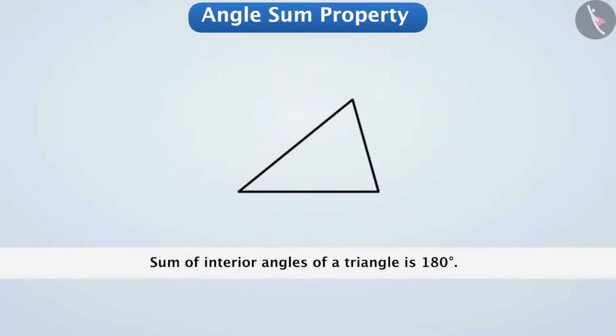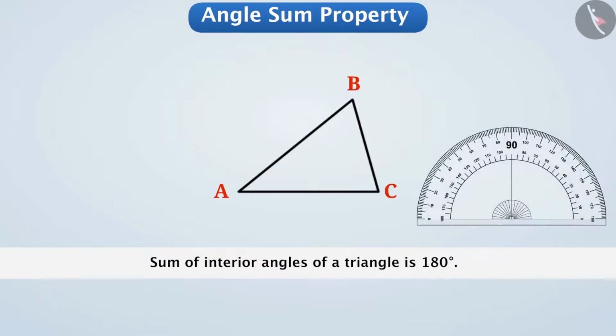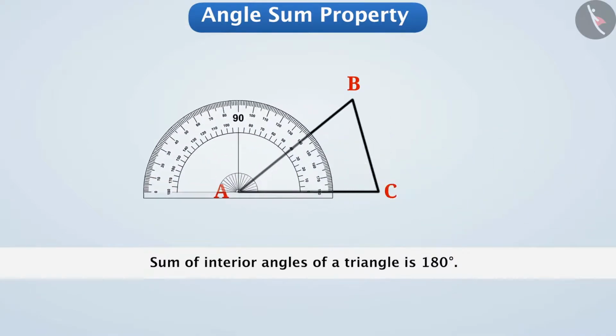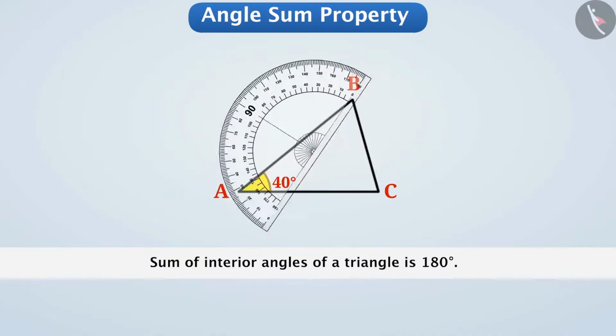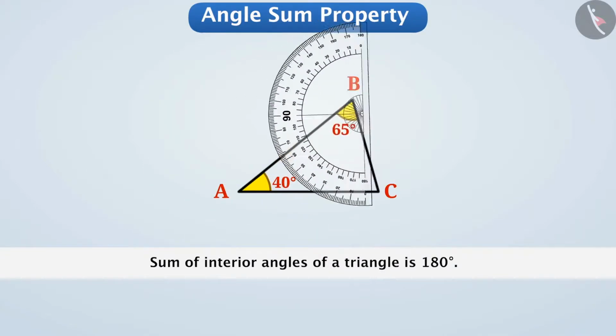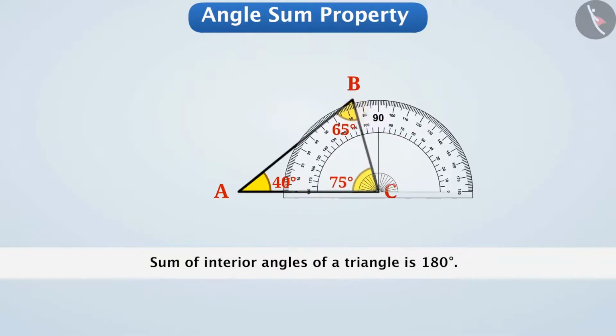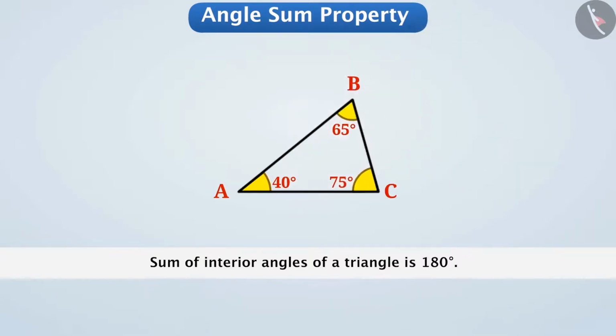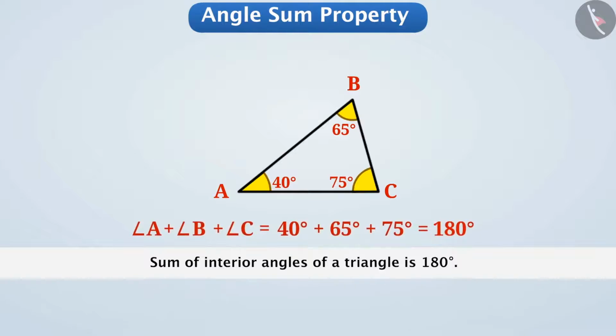We have drawn a triangle here. We will call it triangle ABC. Come on, let us measure all the angles with the help of a protractor. If we measure angle A with a protractor, we get 40 degrees. Similarly, the measure of angle B is 65 degrees and the measure of angle C is 75 degrees. If we add all the 3 angles of triangle ABC, then we will get 180 degrees. With this activity, we can understand that the sum of all the interior angles of a triangle is 180 degrees.